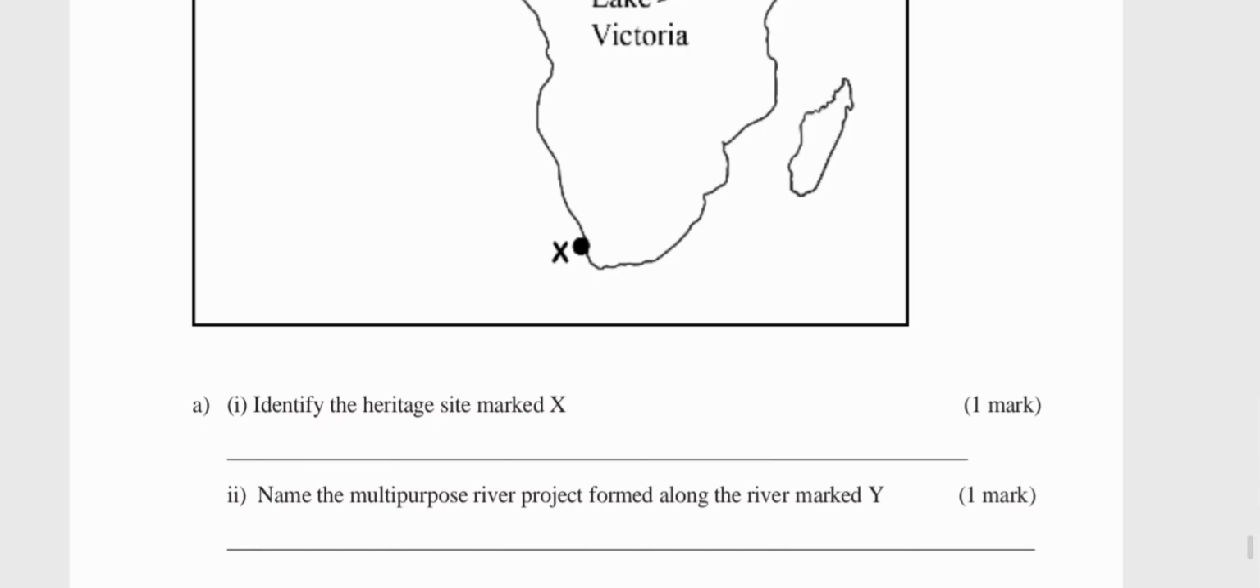What is the heritage site? Identify the heritage site marked X. Drop your answer in the comment section.